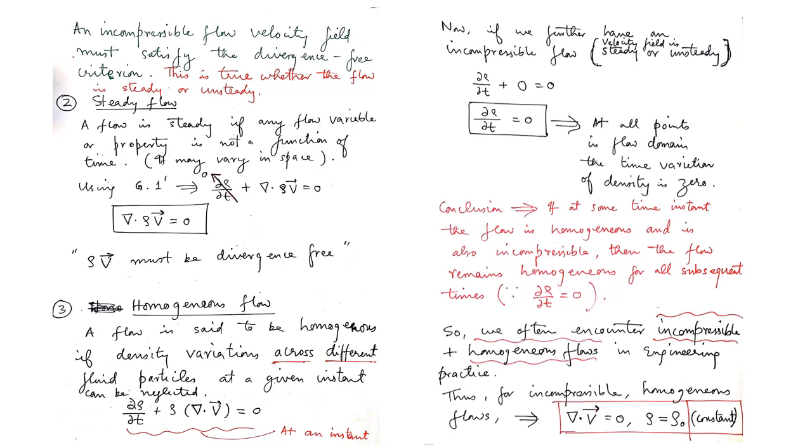But as far as the continuity equation says, even if the incompressible homogeneous flow is unsteady, del dot v is equal to 0 applies, and rho must be a constant which I have simply called rho naught.